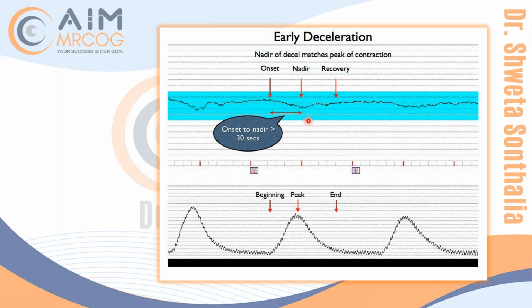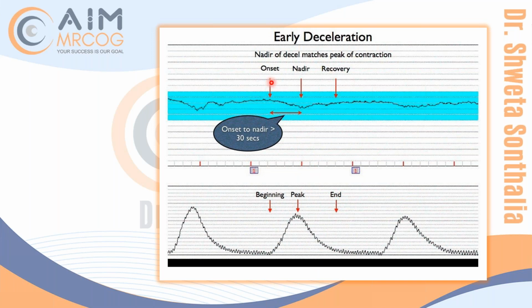And it will be gradual. It will never be sudden. It will never be like dip and up. That is most likely variable. U-shaped are usually variable deceleration. Sudden drop is always variable deceleration. So it will take little time to dip. It will take little time to recover, as the contraction gradually builds and gradually dies down. The same way the deceleration will gradually come down and gradually up. So it's always gradual and it's always a mirror image of the contractions.